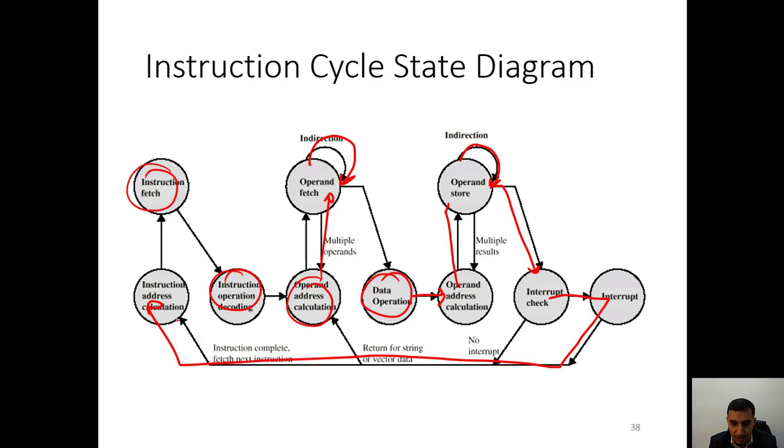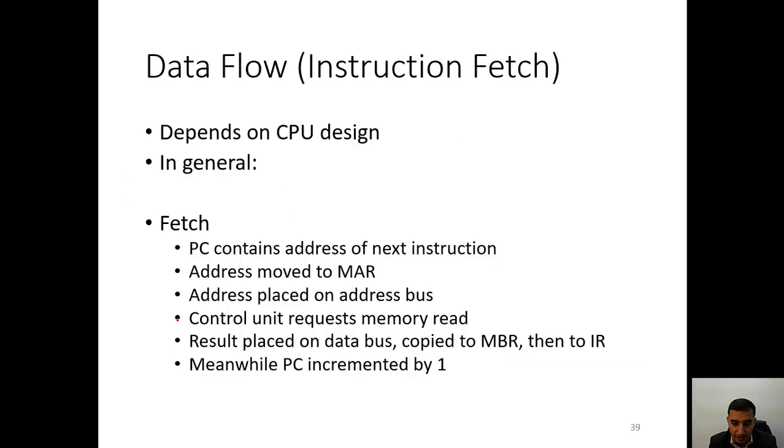This is the state diagram with indirect addressing. The flow depends on the CPU design. In general, we go for fetch, where the PC contains the address of the next instruction. It is moved to the memory address register. The address is placed on the address bus. The control unit requests the memory to read. The result is placed on the data bus and copied to the memory buffer register, then to the instruction register.